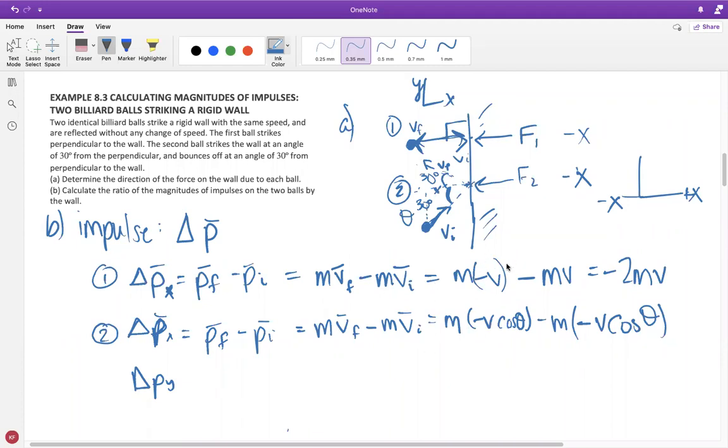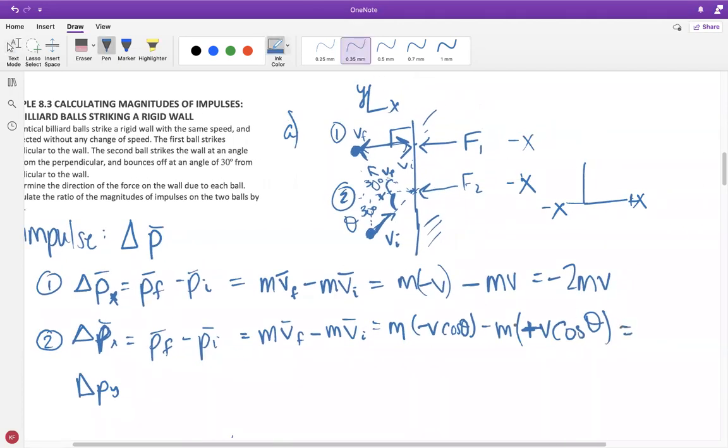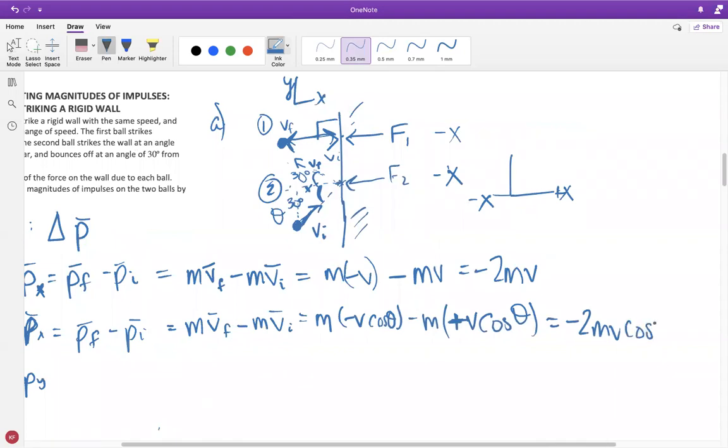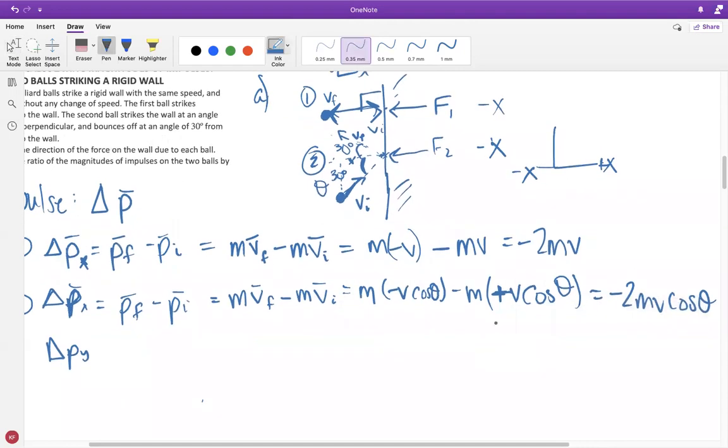Okay, I just noticed a quick mistake here. My initial velocity is in the positive x direction, not the negative direction, right? Because it's going in the positive direction, okay? And my final is going in the negative direction, so that one's okay. Okay, so we end up with a negative 2mv cosine theta. Okay, so that is in our x direction. That's our impulse in the x direction.